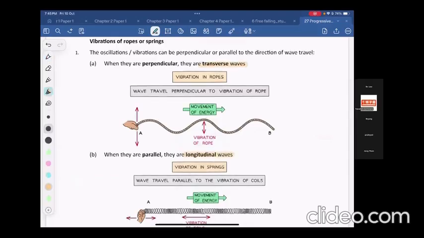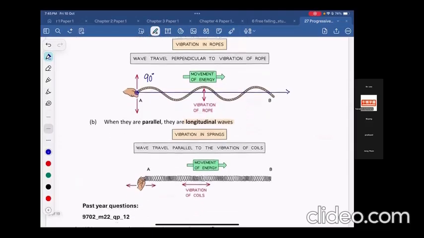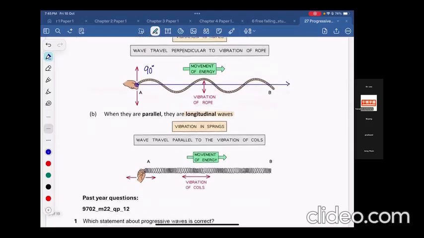This is what I told you just now. You see how they move. The wave travels in this way, the particles move up, down, up, down. They are 90 degrees. Oscillations or vibrations are perpendicular or parallel to the direction of wave travel. For transverse wave, it will be 90 degrees. For longitudinal wave, it will be parallel.